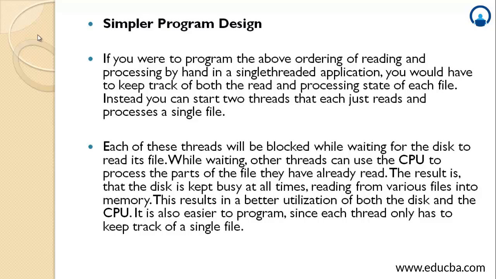Instead, you can start two threads that each just reads and processes a single file. Each of these threads will be blocked while waiting for the disk to read its file. While waiting, other threads can use the CPU to process the parts of the file they have already read. So the result is that the disk is kept busy at all times, reading from various files into memory. This results in a better utilization of both the disk and the CPU. It is also easier to program since each thread only has to keep track of a single file.